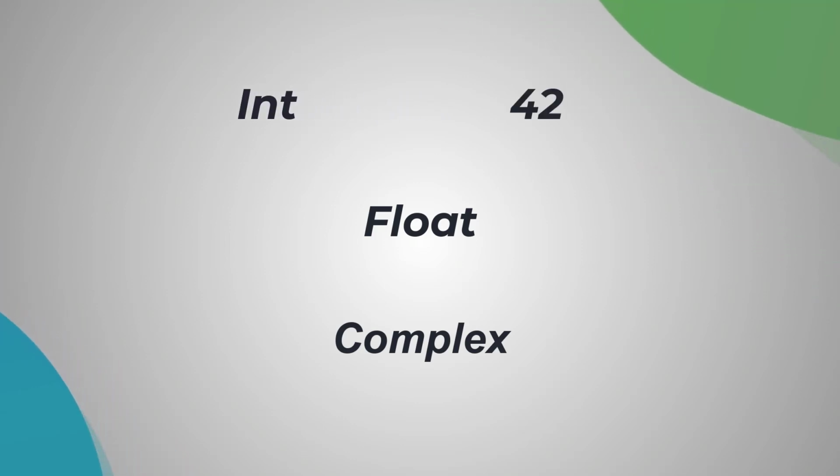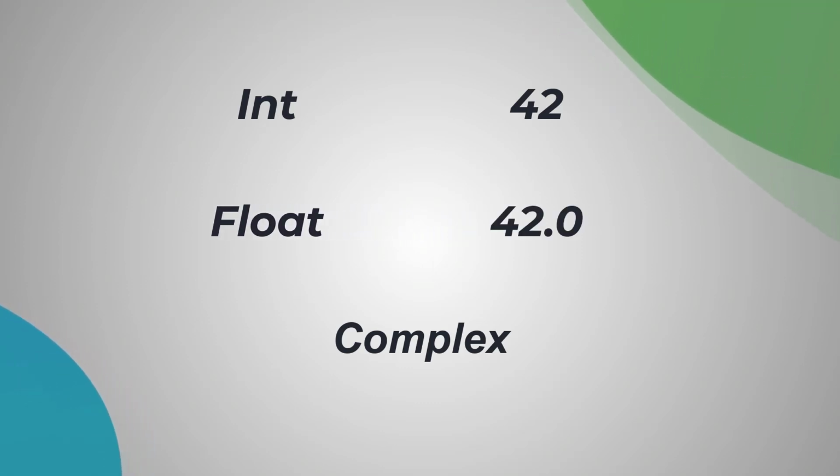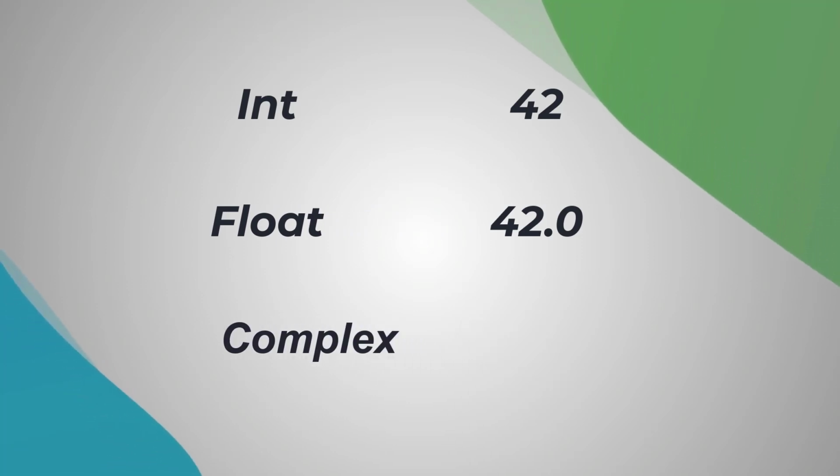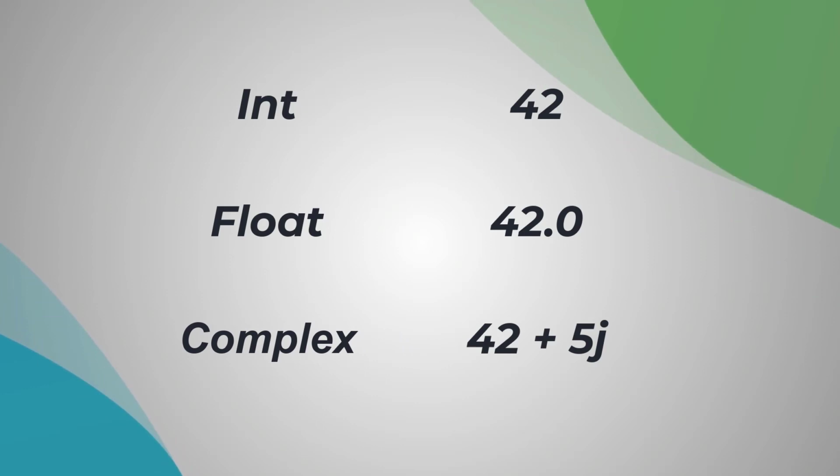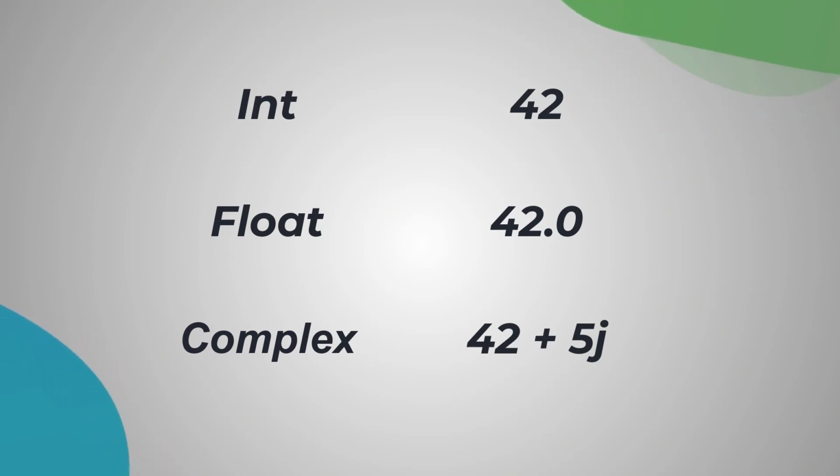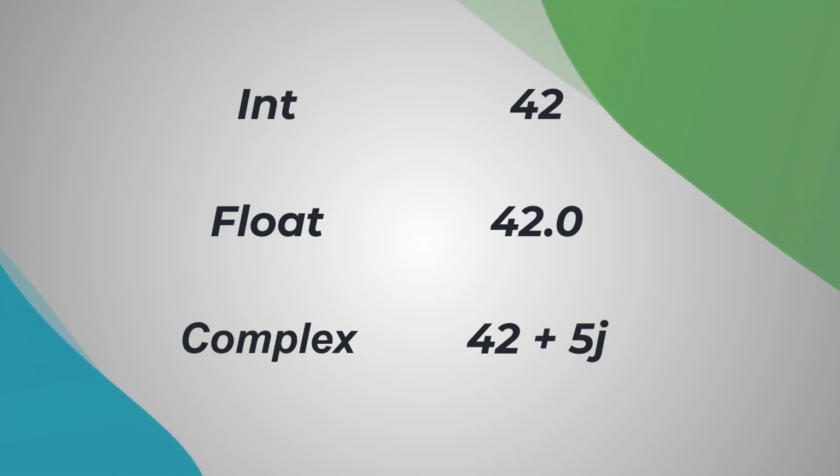Integers are whole numbers with no decimal point, while floats are numbers with a decimal point. Complex numbers are made up of a real part and an imaginary part and are not commonly used in algo trading. So we'll be focusing on ints and floats in this video.